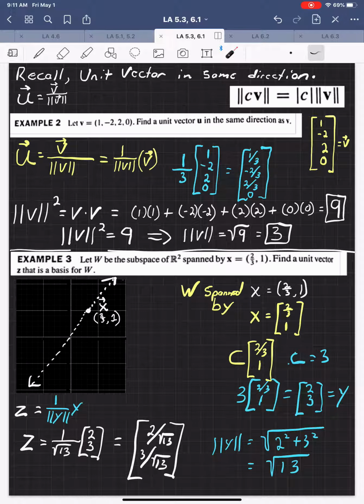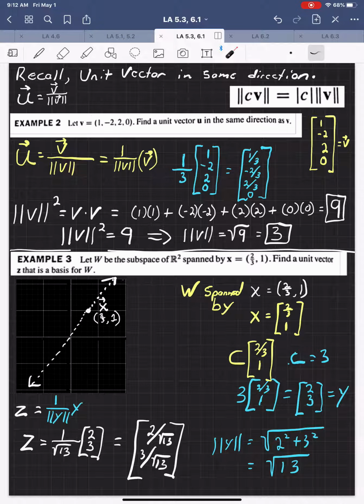And we can be sure that it serves as a basis for w, because it is very easy to form a basis of a line. Imagine if I were to try to plot the point z. That would be way down in here, right? Probably 2 divided by the square root of 13. But even from here, I can still scale that and get back to x. I can get back to any other vector that I'd like. So nevertheless, this is both a basis and a unit vector, and we are done with example 3.